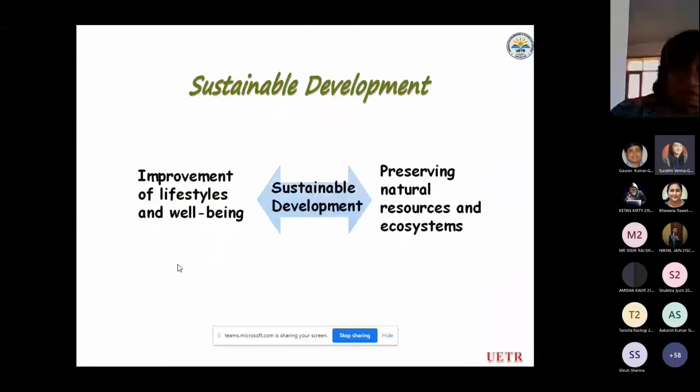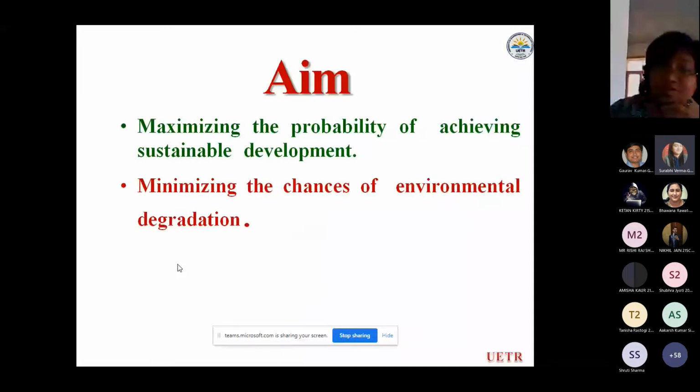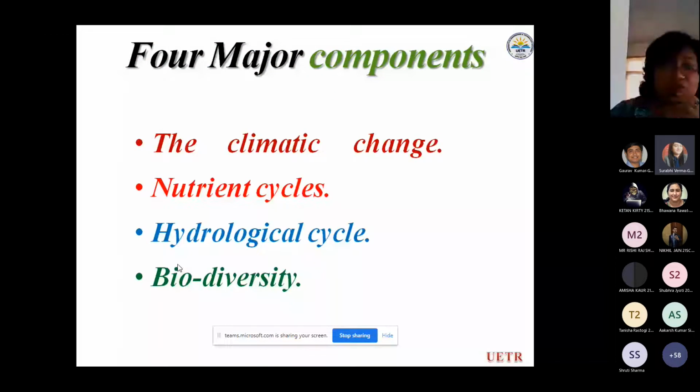Okay. So sustainable development is an equilibrium between the improvement of lifestyle and well-being and preserving natural resources and our ecosystem. The aim of sustainable development is maximizing the probability of achieving sustainability while minimizing the chances of environmental degradation. There are four major components that fulfill the phenomena of sustainable development: climatic change, nutrient cycling, hydrological cycles, and biodiversity. We have to focus on all these four points.